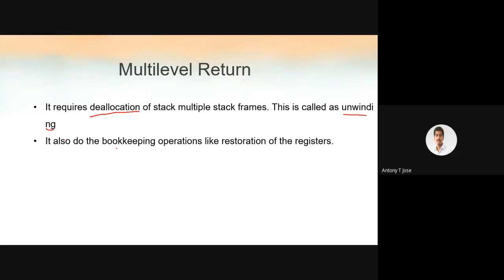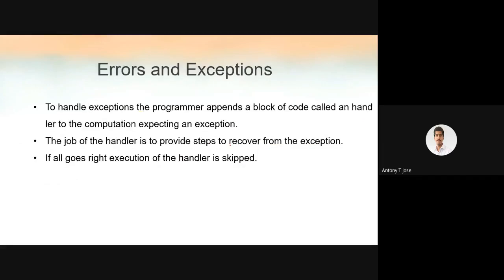It also does the bookkeeping operations of restoration of the registers. That is, whatever the register values for the main function were will be restored, and whatever the bookkeeping information of the main function is will be restored. So it has two steps: unwinding and bookkeeping operations. Unwinding means it will deallocate multiple stack frames, and bookkeeping operations means it will restore the registers with the values of the main function. So that is all about the multi-level return.